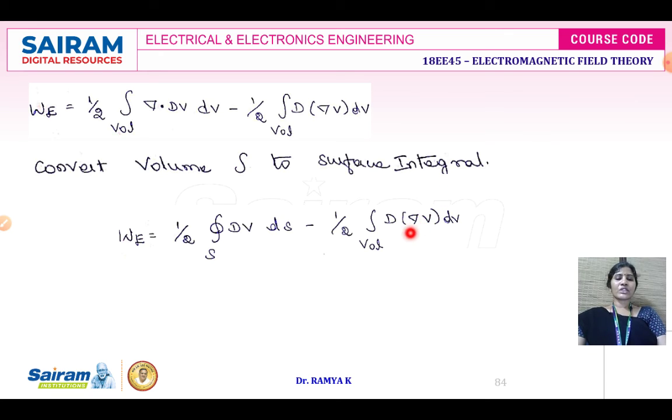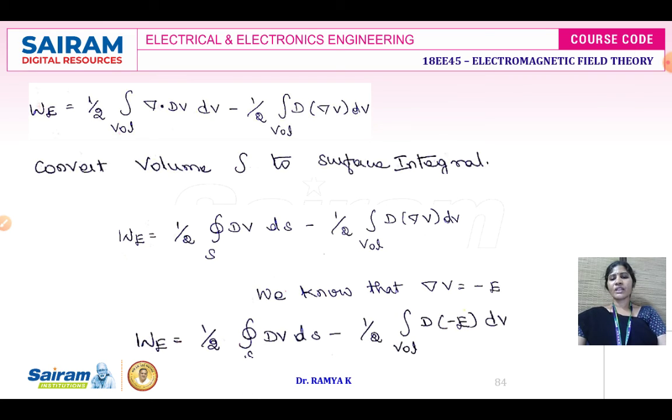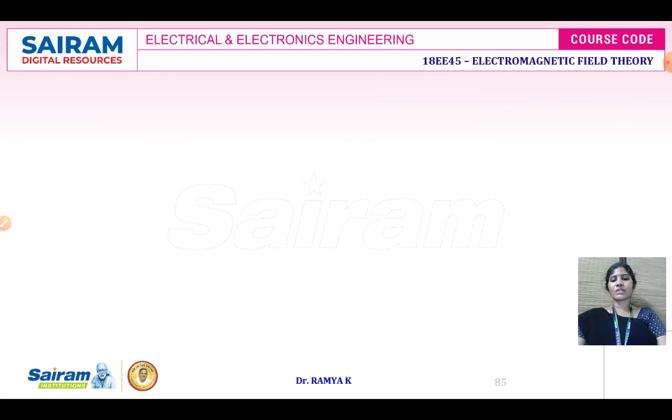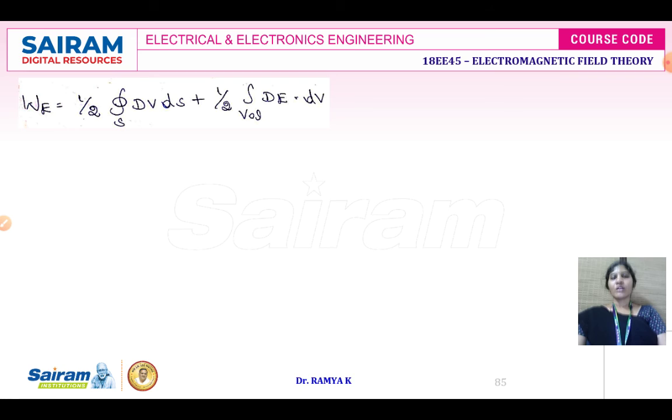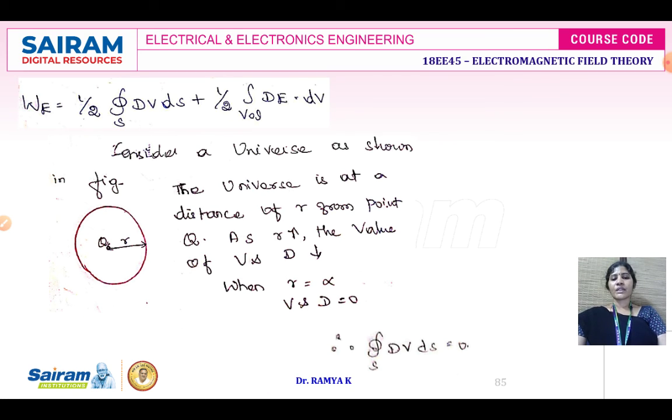As the volume shrinks to 0, this complete term will become 0. The surface integral over a closed surface will be equal to 0. You can see why it is going to be 0, because the surface is at a distance of r from point Q. As the value of r increases, the values of V and D are going to reduce drastically. So this particular term will become 0 as the distance gets more and more increased.